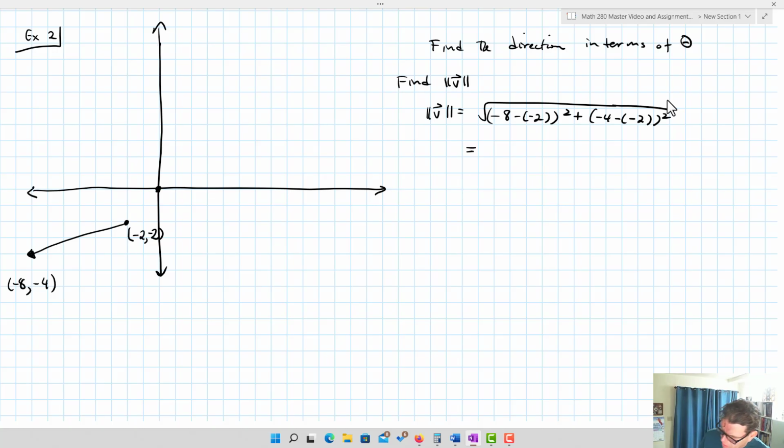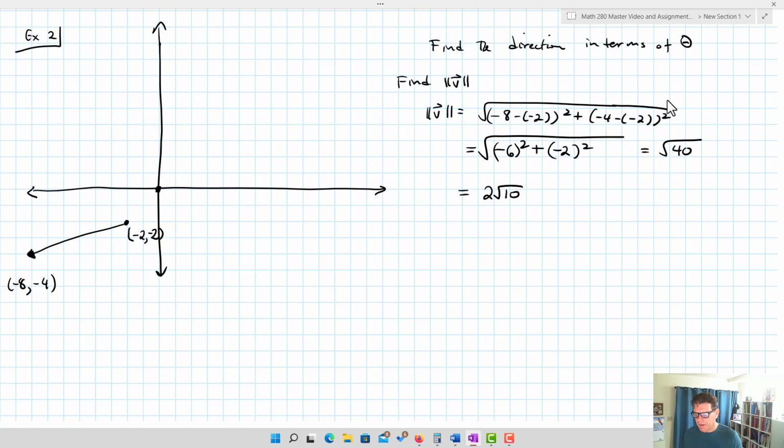So this ends up equaling the square root of -6 squared plus -2 squared, which is going to equal the square root of 40, which equals 2 root 10. So we have 2 root 10 as the magnitude of v. And the next thing we need to do is figure out theta.